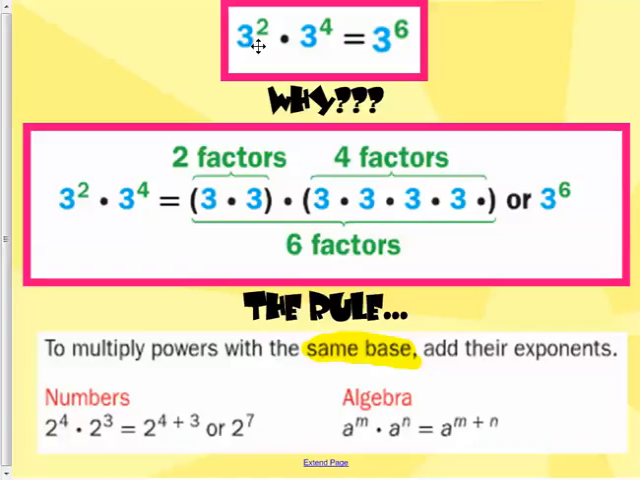We see that if I have the same base, okay, of 3, the factors, when multiplied out, end up having, in this case, 6 factors, so 3 to the power of 6. So to multiply the powers with the same base, you add their exponents. This is what it looks like in algebra. Same base, like a base of a, you would just add m and n to get whatever number. In this case, 2 to the 4th power times 2 to the 3rd power is 2 to the 7th power.